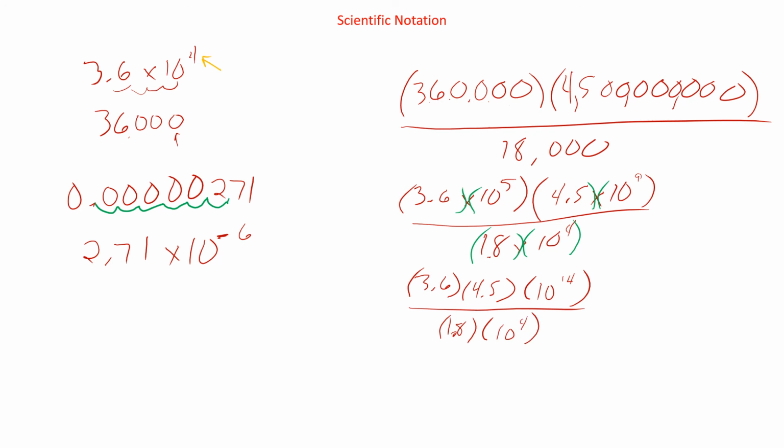Now we can subtract these. This is going to be something times 10 to the 10th, because 14 minus 4 is going to be 10. And then 3.6 times 4.5 divided by 1.8. We can actually simplify this. You don't have to multiply these things together. You can start dividing. 3.6 divided by 1.8. Well, what's 36 divided by 18? That's 2. I was thinking we were going to even have to simplify those, but no, it just divided fully. 2 times 4.5 is 9.